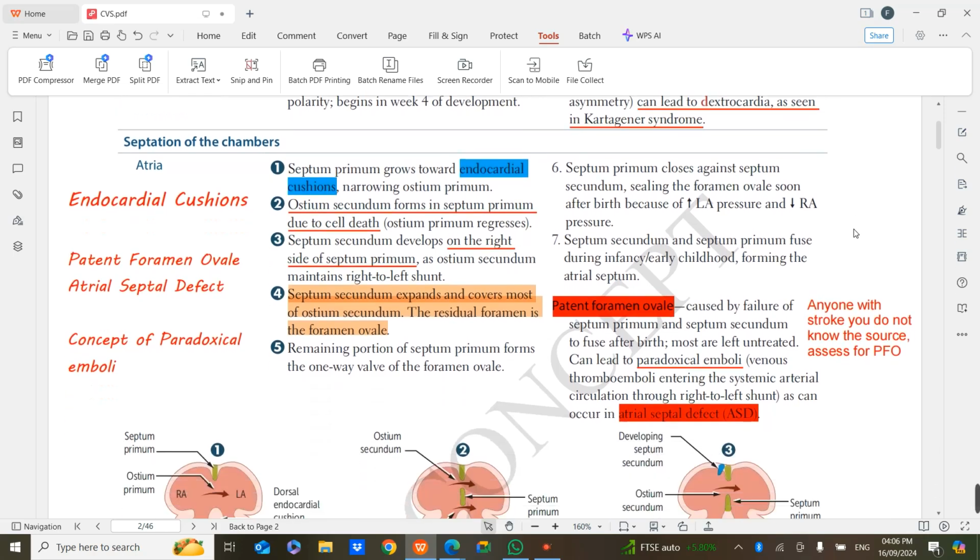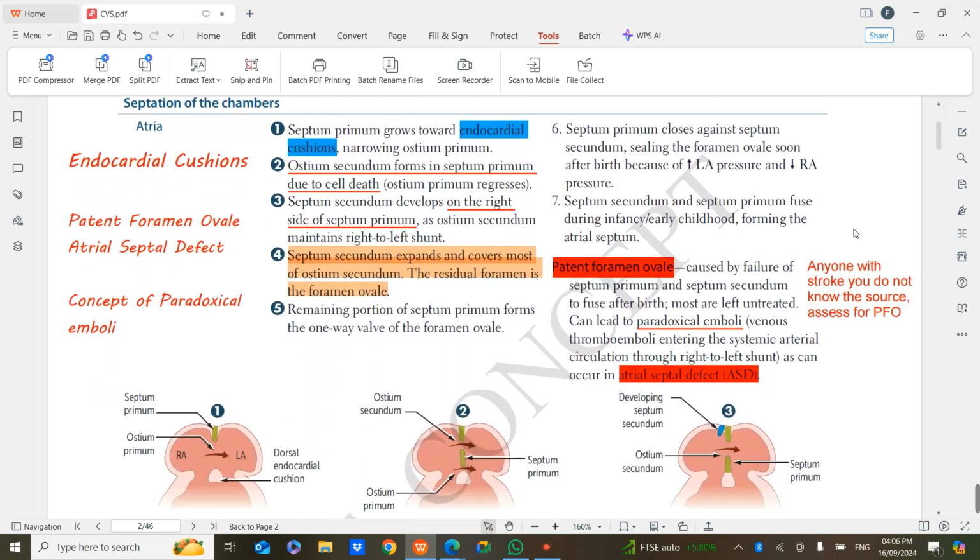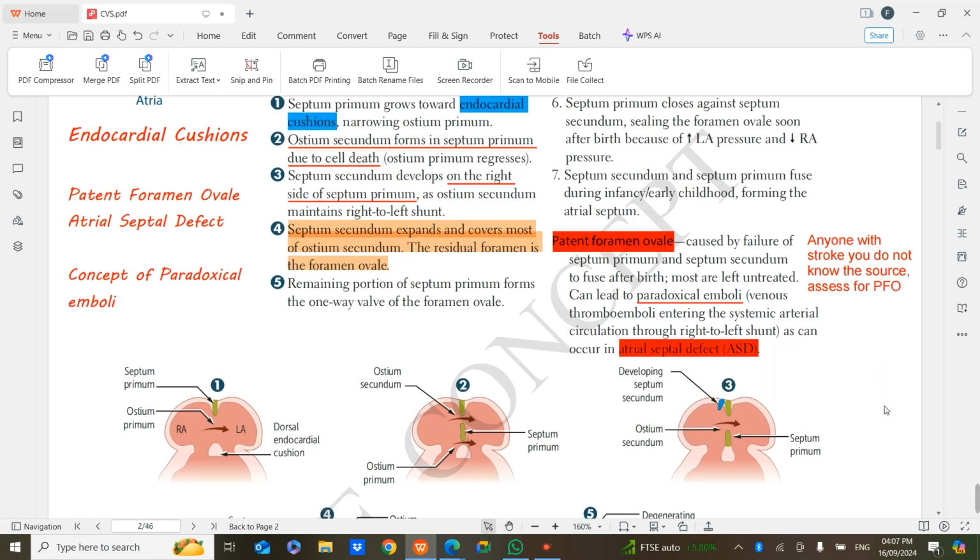You come down to the septation of the heart, of the chambers of the heart. Everybody will agree with us that we have atria and we have ventricles. So how do we divide the atria into the right and left? The process of dividing the atria and the ventricles, they are not going to really ask it, but it's quite simple enough for you to understand. So I want you to follow the explanation.